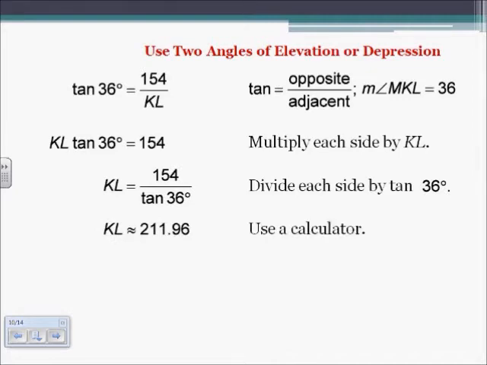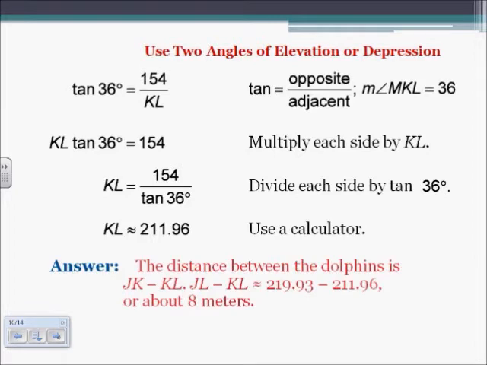So now we've got to take a look at the distance between the two. And since the distance is really JK, which is JL minus KL, as I was talking about before, then we have 219.93 minus 211.96, or about 8 meters in between. So the distance between the two dolphins is about 8 meters.